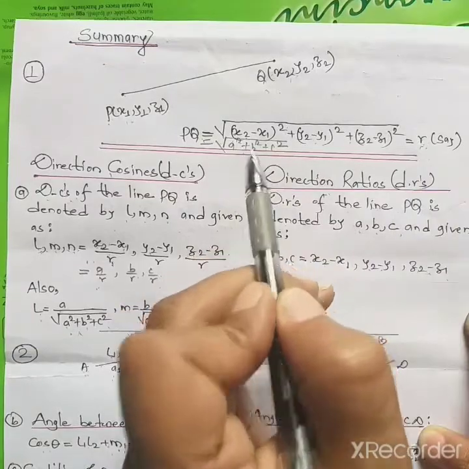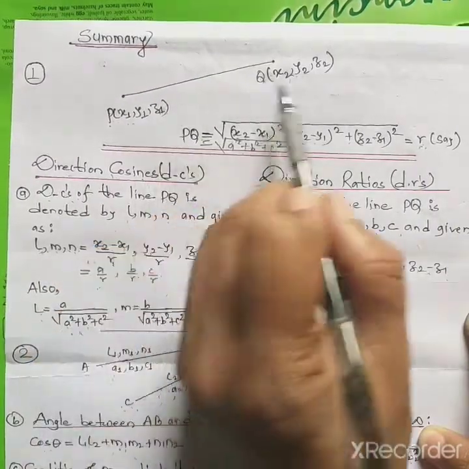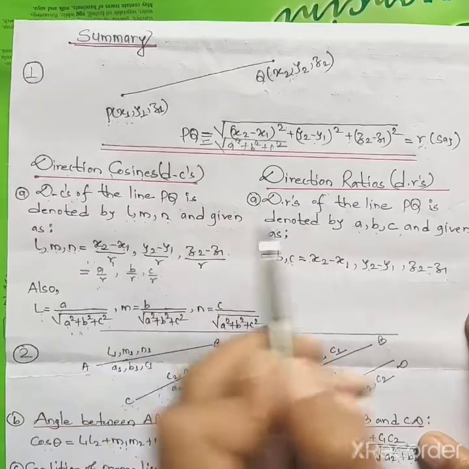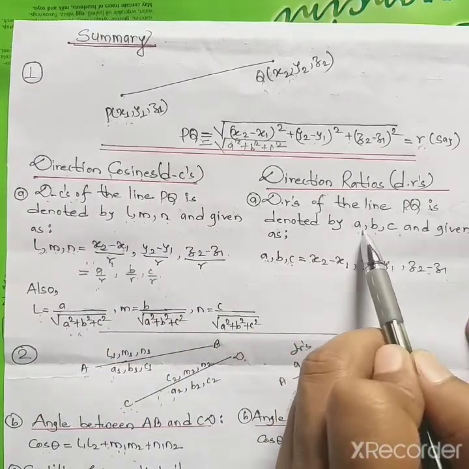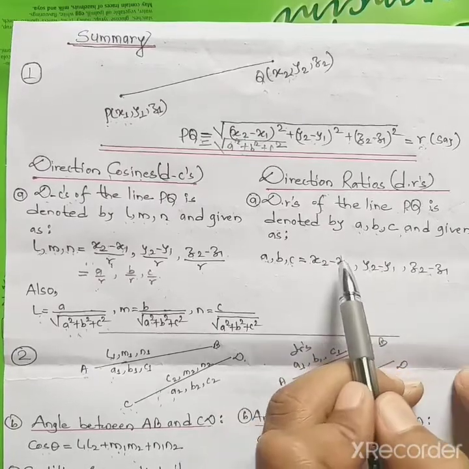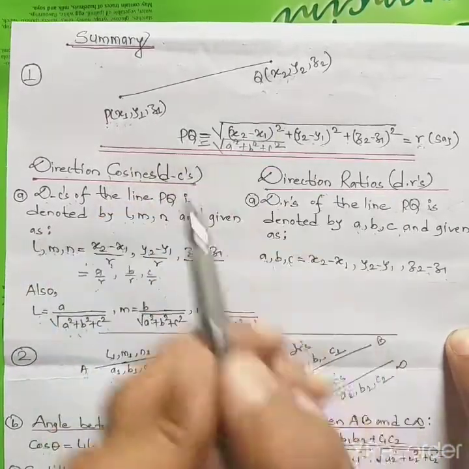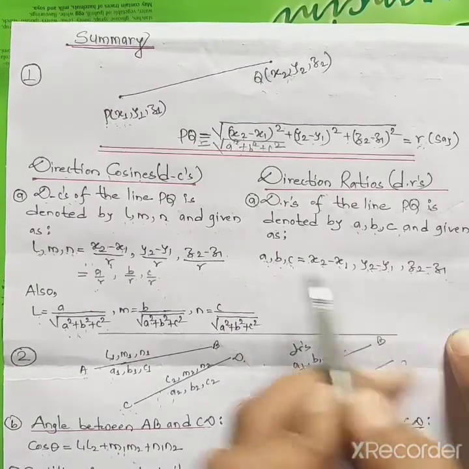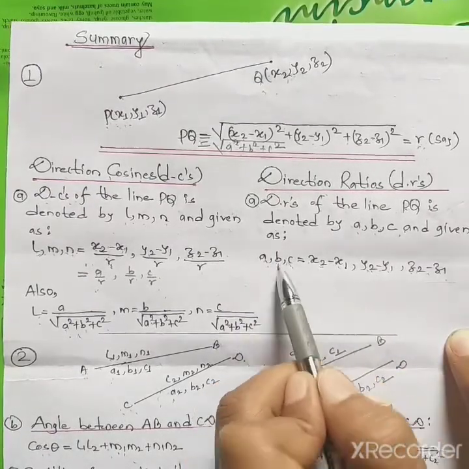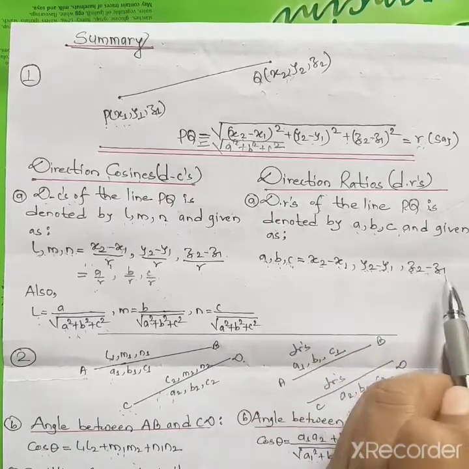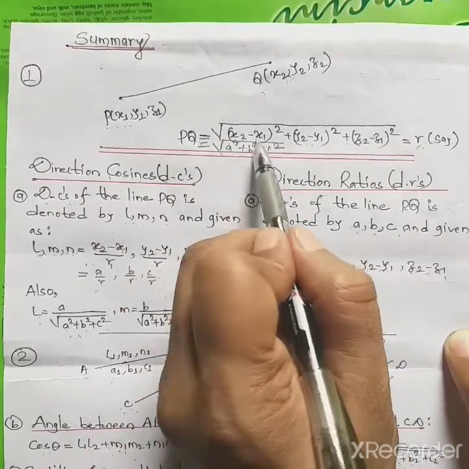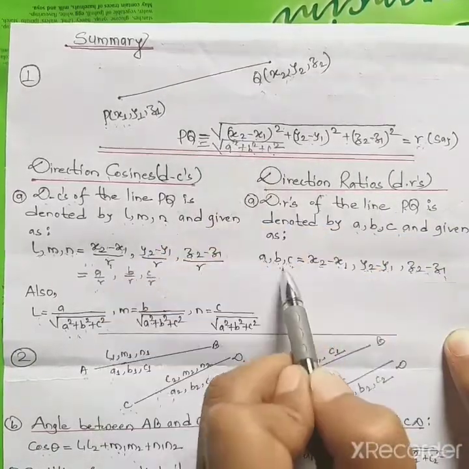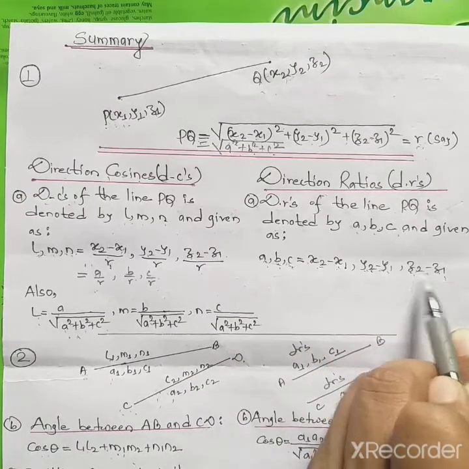Direction cosines of the line PQ are always represented by l, m, n, whereas direction ratios of a line are always represented by a, b, c. First, let us go with the direction ratios. The direction ratios of this line PQ are given as a, b, c equals x2 minus x1, y2 minus y1, and z2 minus z1, where a equals x2 minus x1, b equals y2 minus y1, and c equals z2 minus z1. So this relation can be written as r equals the square root of a square plus b square plus c square.